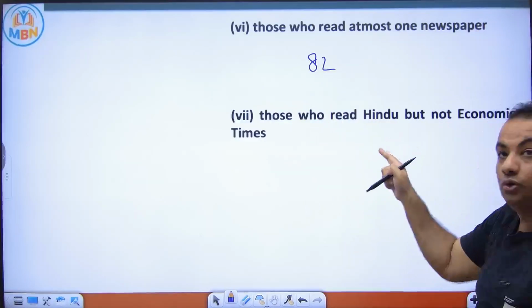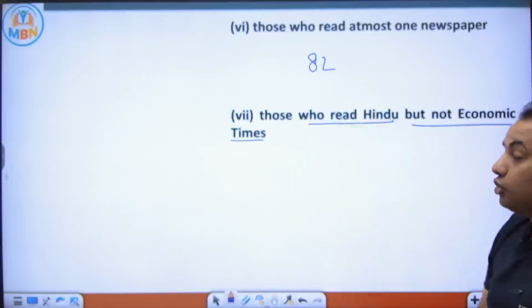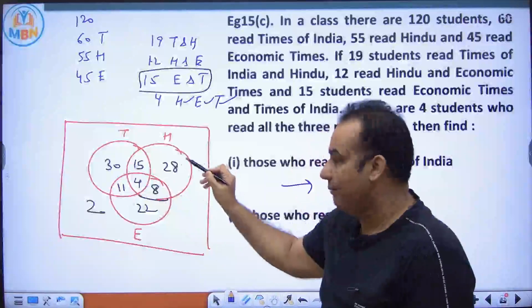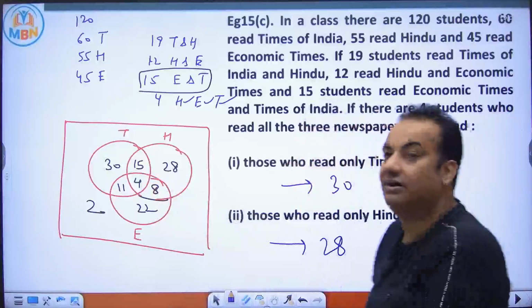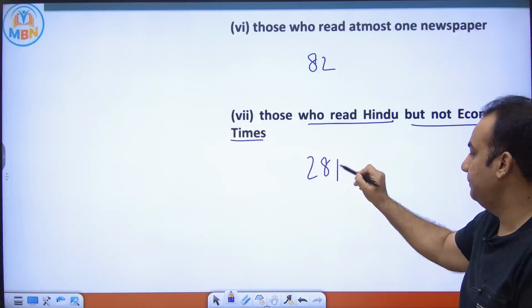Those who read Hindu, this is very important. Those who read Hindu but not Economic Times. Those who read Hindu, it means they are present in this circle but not Economic Times. So 28 and 15. So that is 43.